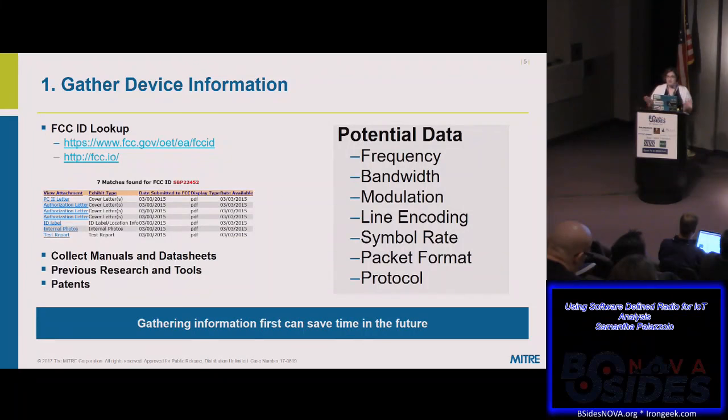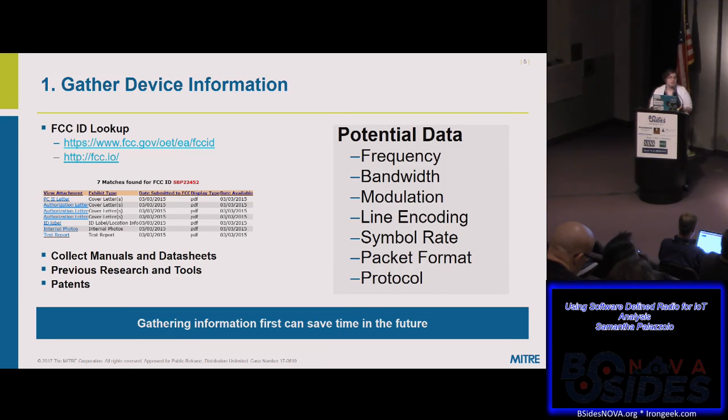So the first step, and I can't stress this enough, this really should be the first step for anyone looking at a wireless device, is gathering device information. So luckily in the U.S., if something is radiating, and even some things that are radiating just by computers, will have to have an FCC ID. And this is very useful for information gathering. So when you look up the FCC ID, either of those two sites will work. But you can get things like the frequency, the bandwidth, modulation, some of the basic information about the signal.